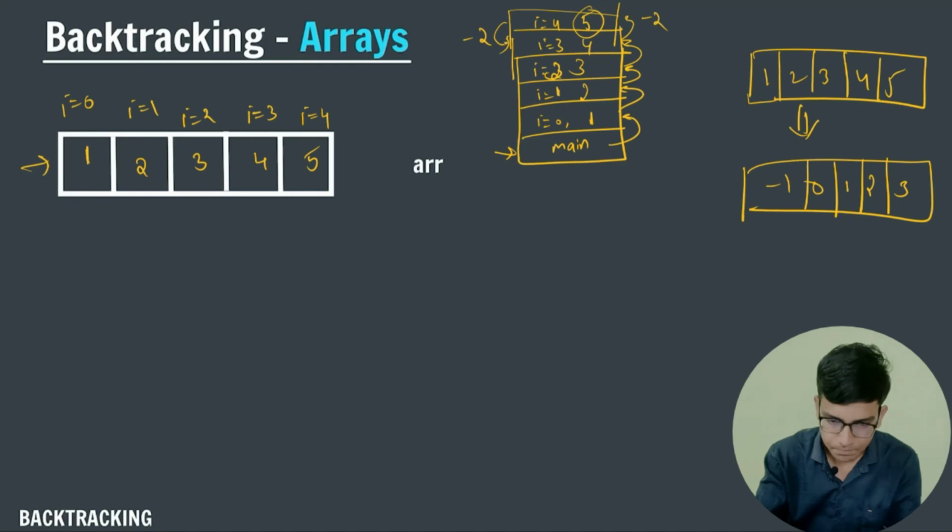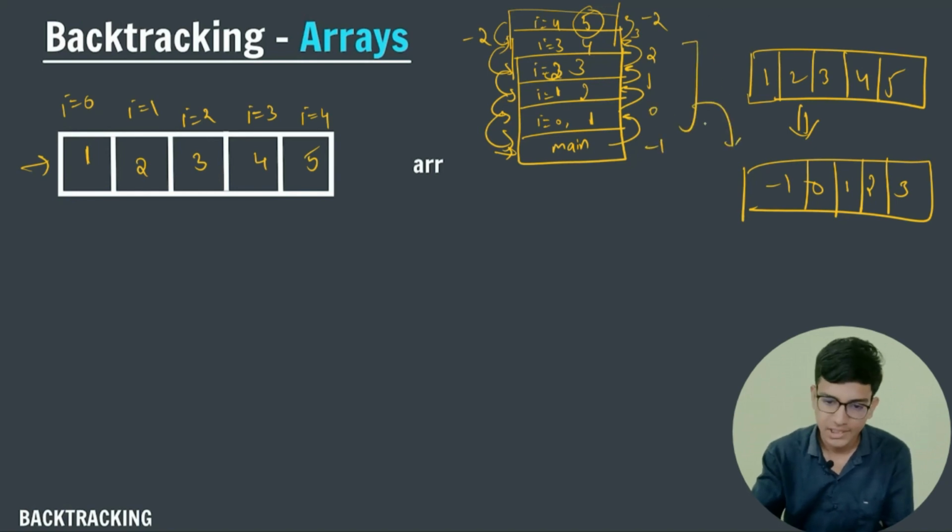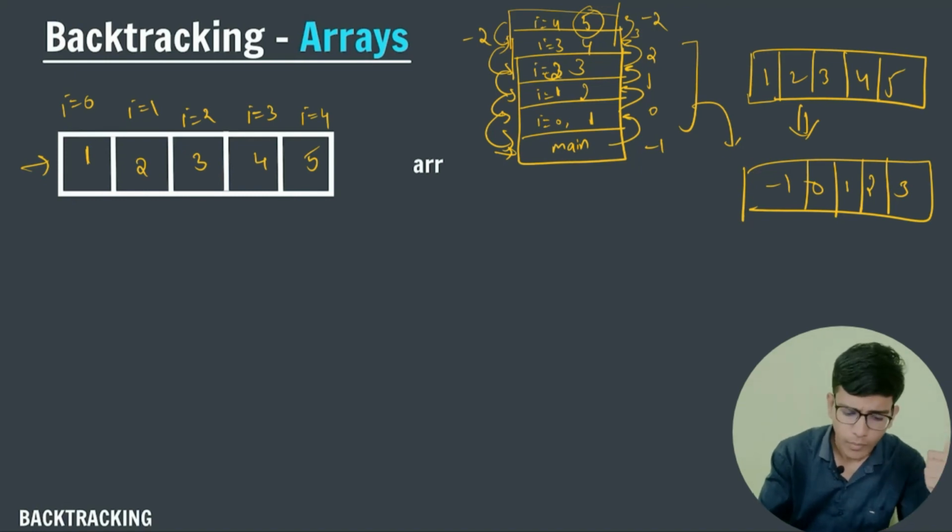So this will become like 3 here. After that 2. After that 1. As I backtrack, my values are going to change. After 0, after minus 1. So my final array should look like this. So I should print my array like this. Okay, so what is the concept here?